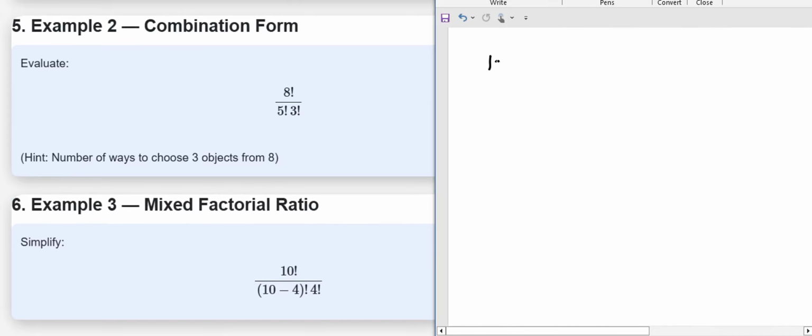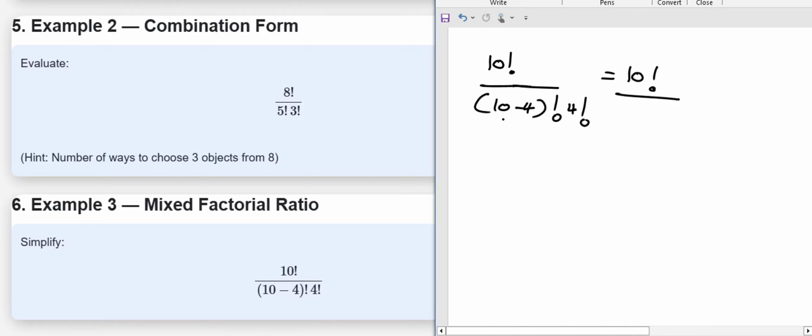If I say 10 factorial divided by 10 minus 4 factorial, then 4 factorial, what I simply mean is, let me stick with that 10 factorial for a start. Then I take 10 minus 4 is 6, and now 6 factorial. I've just opened the brackets, then again 4 factorial.